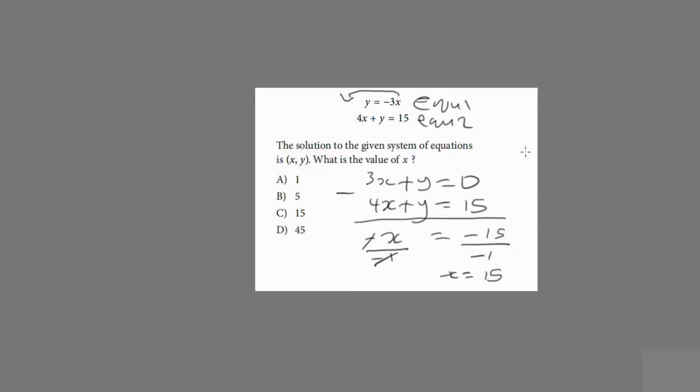Let's get the value of y using this output for x. Let's plug in the value of x in this equation we have here. So 3x will now be 3 times 15, that's 45, plus y equals 0. So to solve for y, this 45 goes over the equality sign and changes to negative. So our y will be minus 45. So when x is 15, y is minus 45.